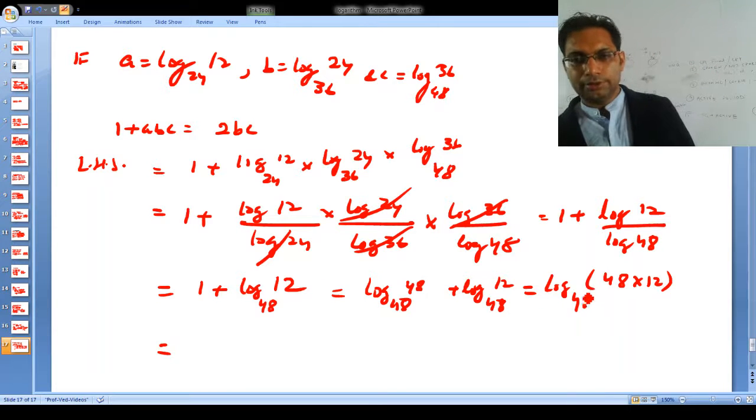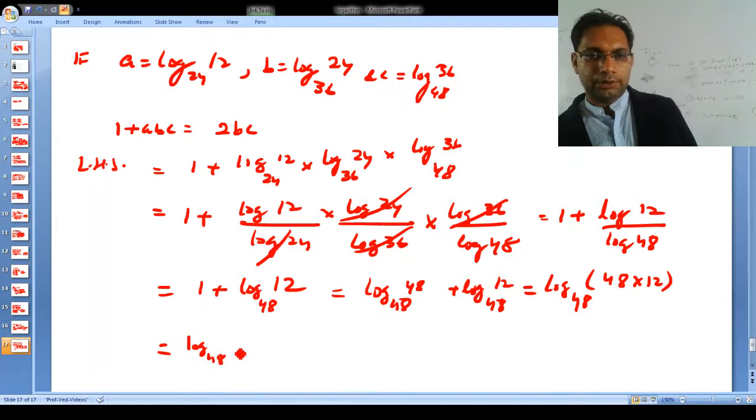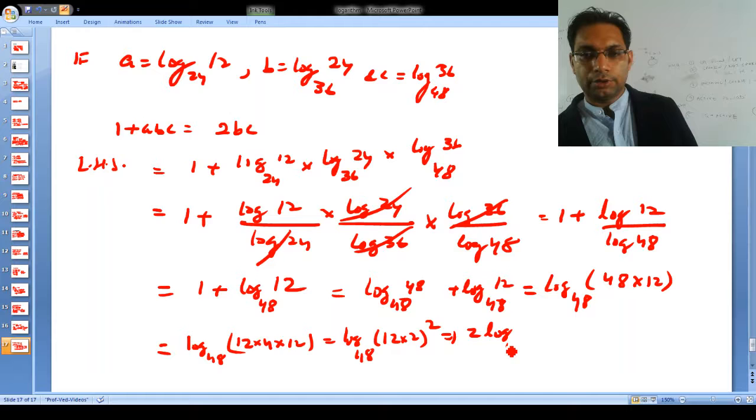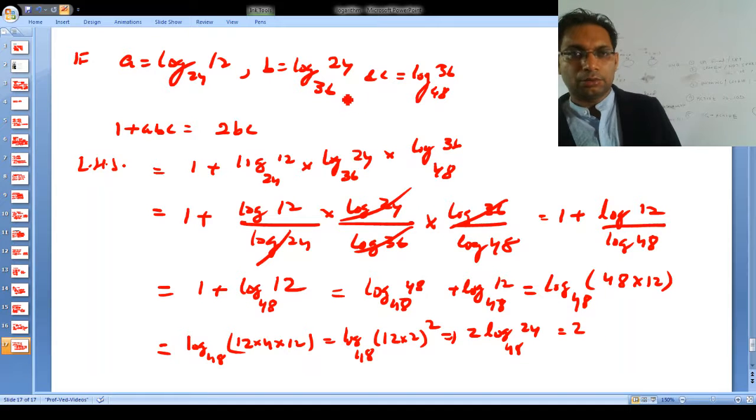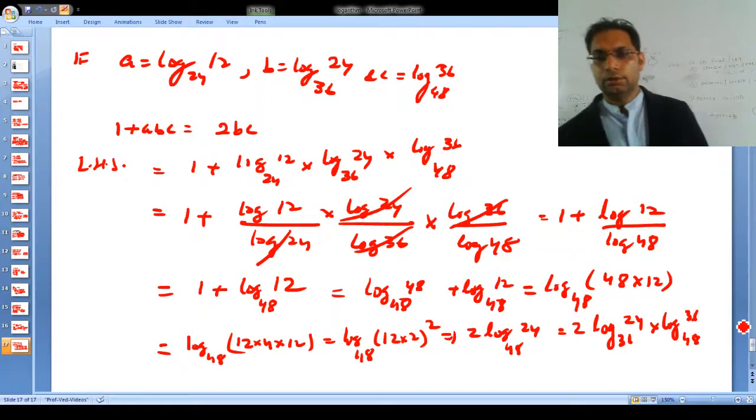Now, the awesome thing you will see is that 2 has to come out. How will 2 come out? Everything I have to show as a power of square. So what is the power of square here? Log 48. 48 can be written as 12 into 4, into 12. So this can be written as log 48 of 12 into 2 to the power 2. So this can be written as 2 log 48 of 24. Do you think I can write this if I have to change the base now to 36? So can I write this as 2 log 24 base 36 into log 36 base 48? You say how?